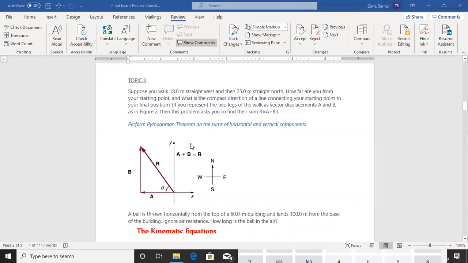Now on to topic 3. Suppose you walk 18 meters straight west and then 25 meters straight north. How far are you from your starting point, and what is the compass direction of a line connecting your starting point to your final direction? And here's a little hint for you.